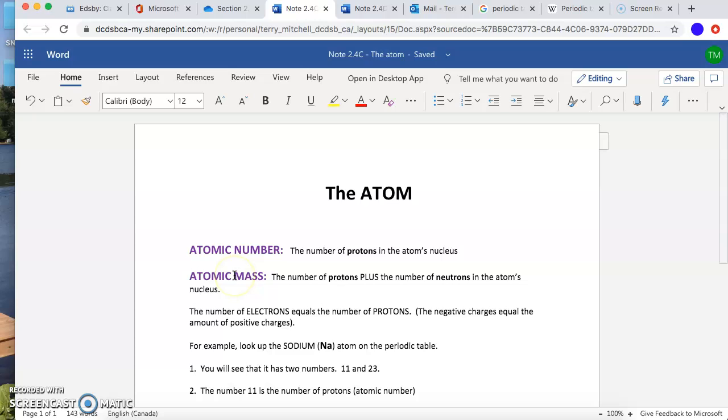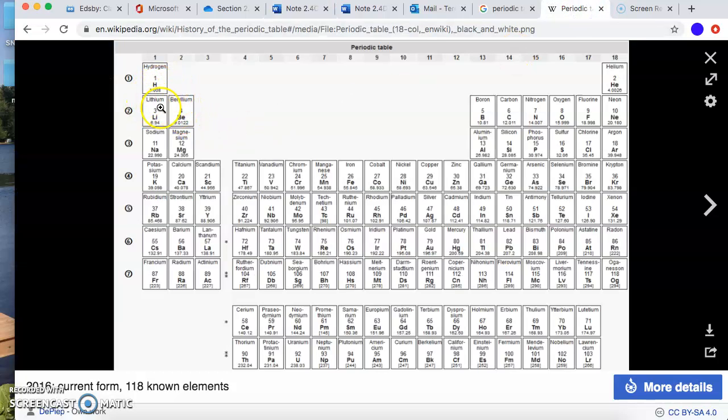And the atomic mass. Now, atomic just means the atoms. So the atom's number, and the atomic mass, or the atom's mass. And mass is a big fancy word for weight. That's this number underneath here. Hydrogen has a mass of 1.008. Lithium has a mass of 6.94. What we do in grade 9 is we round those to the nearest 1. So 1.008 is 1. 6.94, we round up to 7. Beryllium here, 9.01, we just round to 9.